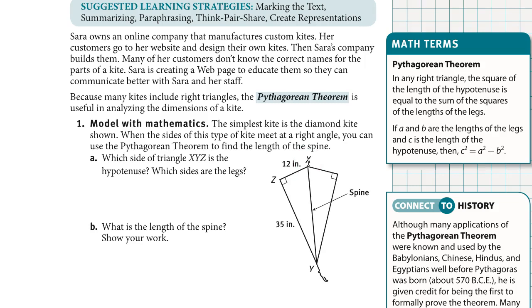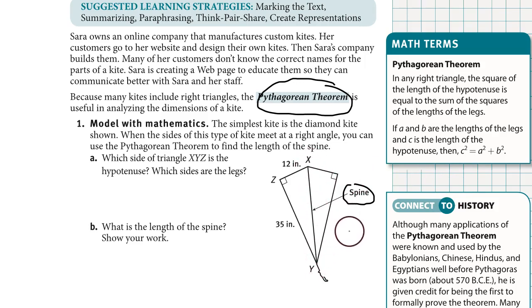Because kites include right triangles, the Pythagorean theorem is useful for analyzing the different dimensions in a kite. Here we have an example picture of a kite, and this line drawn right down the middle of the kite is called the spine of the kite. That's one of the vocabulary words that the company needs to tell its customers. How long is that spine?